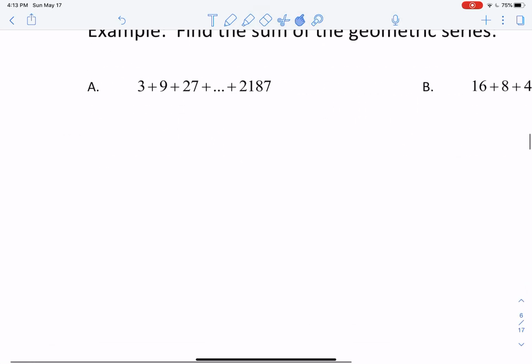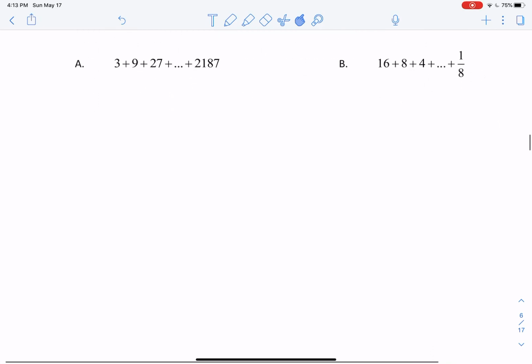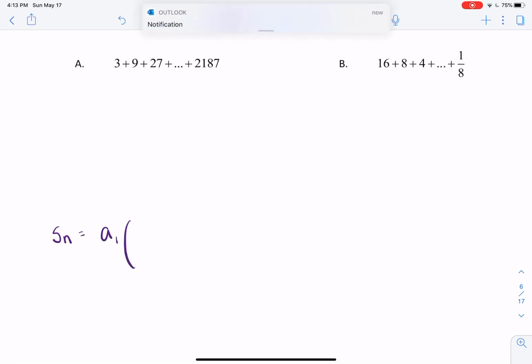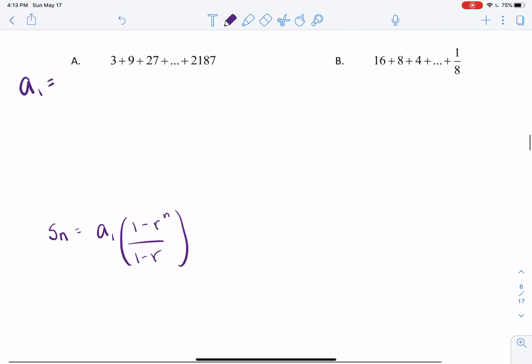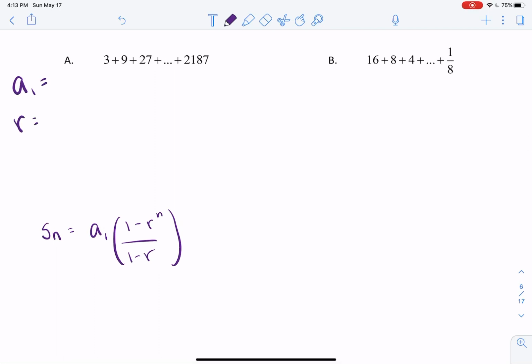So it says find the sum. So to find the sum, we need to use our new formula for sum. So that is the first term times 1 minus r to the nth power over 1 minus r. Okay, so the things that we need: a first term to plug in, our common ratio, like what's happening each time, and an n, how many terms are there? Well, our first term is 3, I can see that. For our ratio, what's happening? Well, we're multiplying by 3 each time.